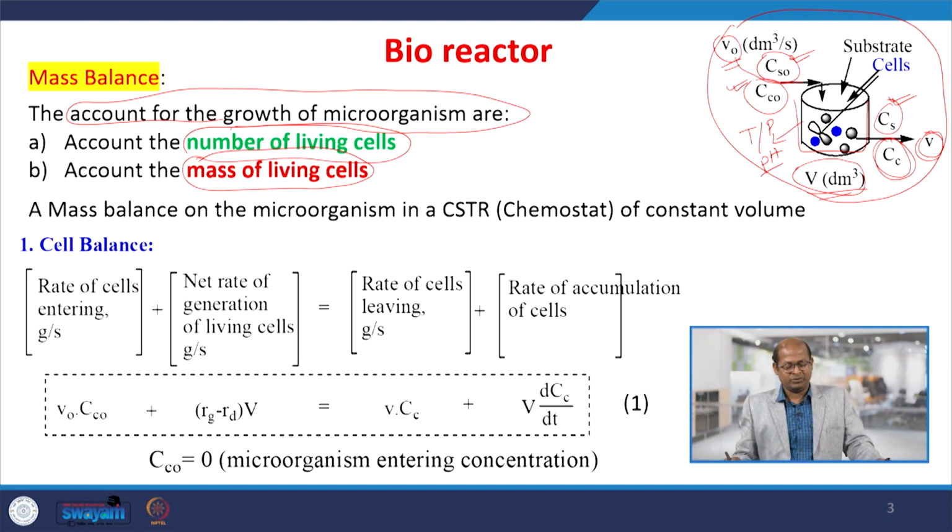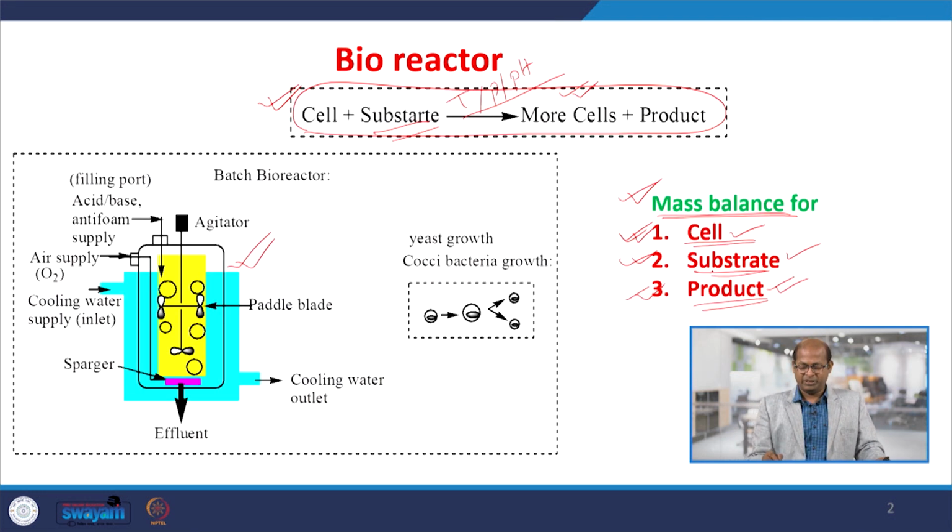If we do the material balance for cells, initially we feed the cells here, then new cells form, and finally the cells come out. If there is accumulation, that also we have to count with the progress of time. So this is the cell balance, one component, and there are three components: mass balance for cells, mass balance for substrate, and mass balance for product.